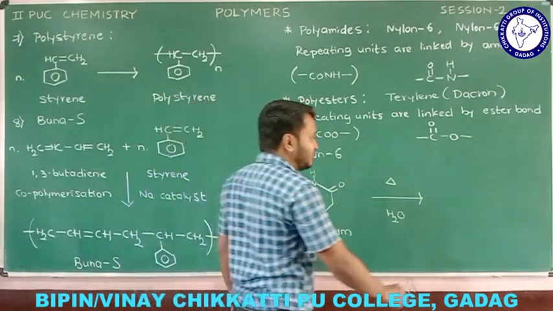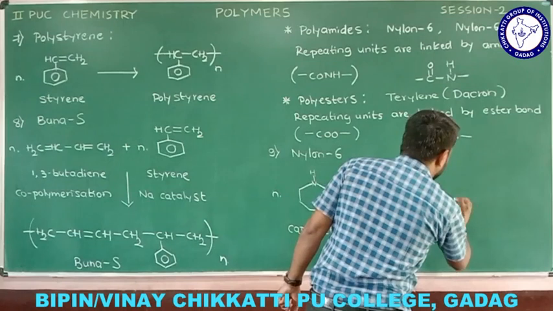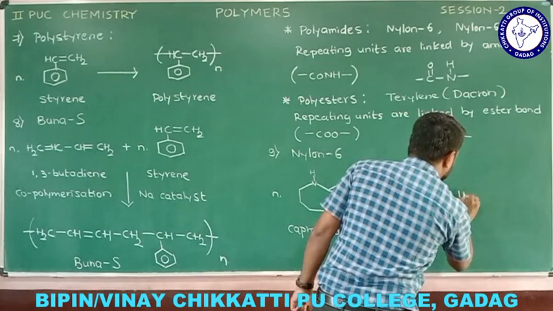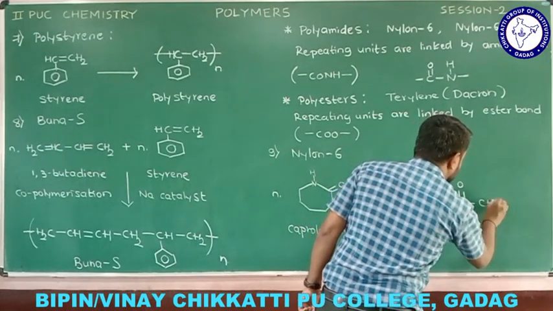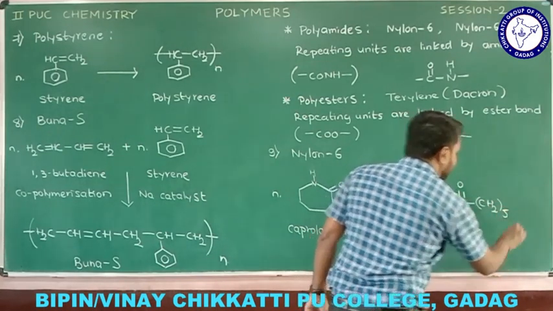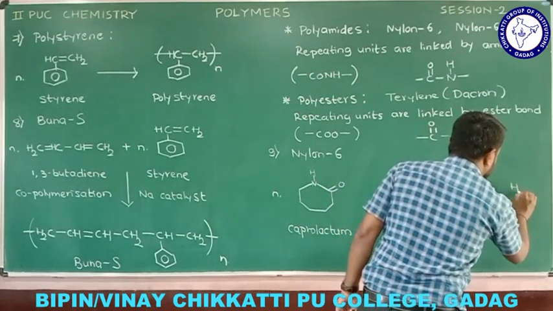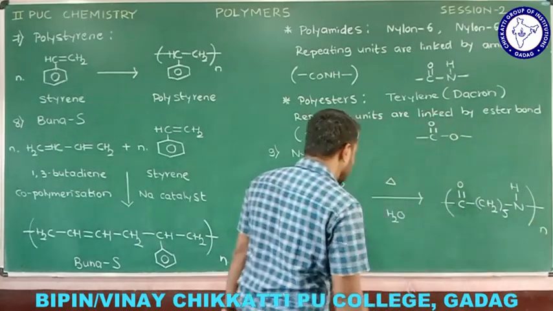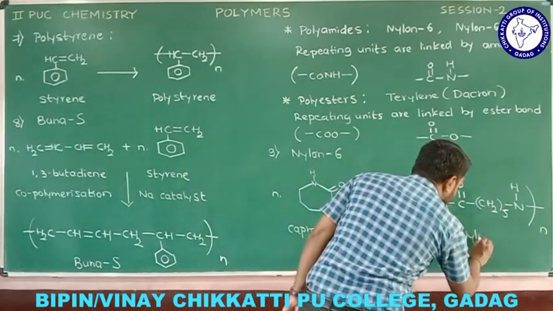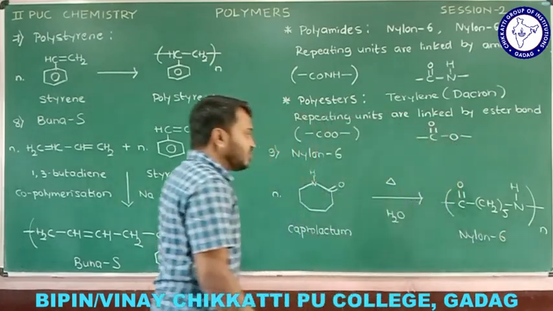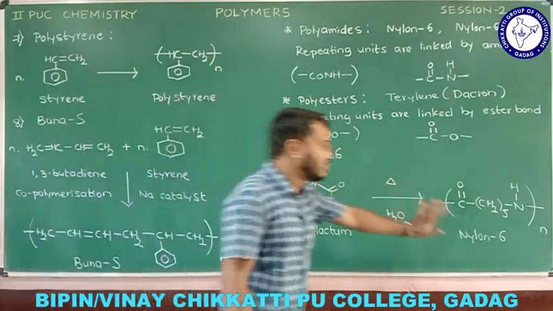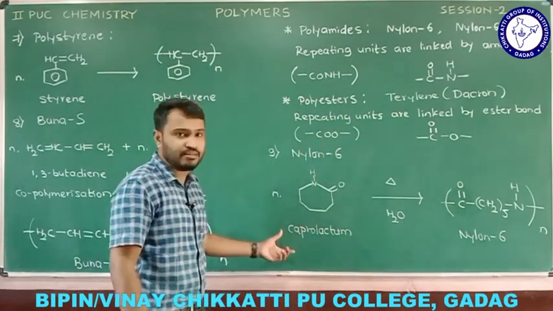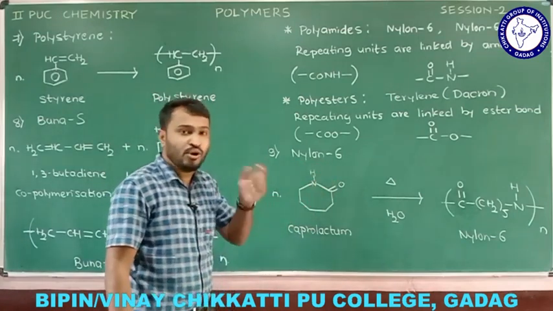Directly, I am going to write the partial structure here. The partial structure will be C double bond O, CH2 five times, then NH, and the bond continues. I will write the brackets here and write n, and that is what nylon 6 is. So the statement we are supposed to write is: nylon 6 is formed by condensation polymerization of caprolactam just by heating in the presence of water.